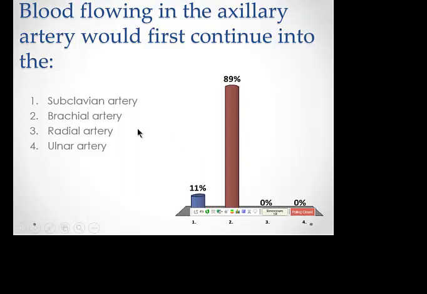Very good. Brachial artery. It's like you're traveling south because you're going away from the heart, right? So from the axillary, it would go into brachial, from brachial into radial and ulnar. Blood from subclavian goes into axillary, not the other way around. Remember, it's going away from the heart, okay?